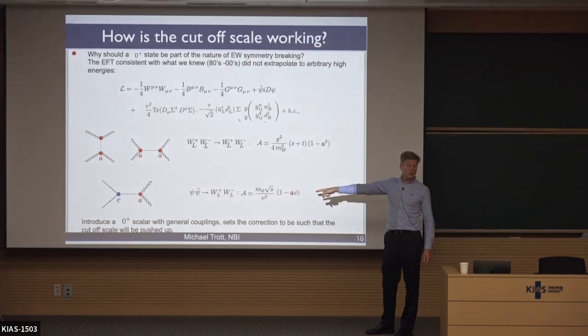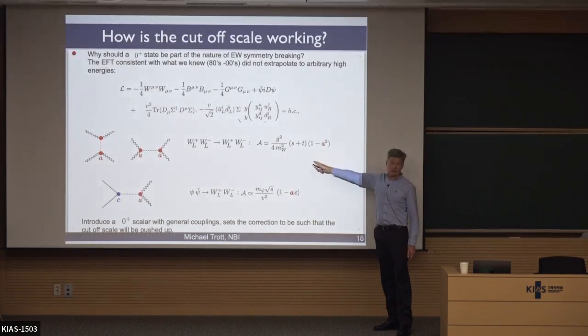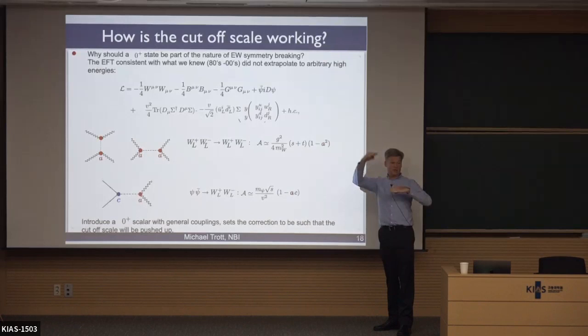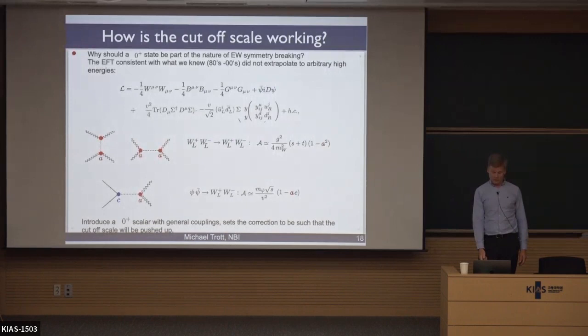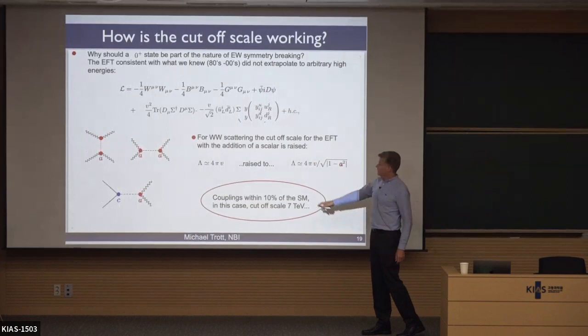And what happens? Well, essentially you get the same answer with this correction factor if you work it out. And this correction factor, depending on the value of a, can make it so that this amplitude still grows with energy, but it can make the actual scale at which the theory breaks down go up. It can move the cutoff scale further away from the mass scales in the theory. And that can happen also with the scattering coming from the fermions. Okay, so that's why a zero plus scalar is a good thing to look for if you have massive vectors around. And the way the numbers work, roughly, is essentially the scale is going to be raised to 4 pi over b. Okay, so this is basically the scaling of how it works.